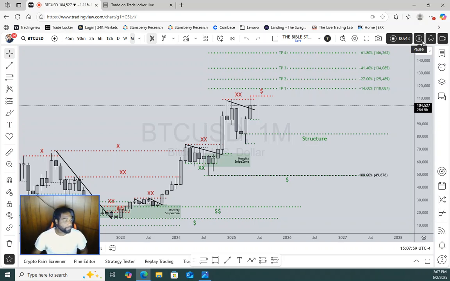Now let's get to it. As I've been saying, swing to swing, retrace, continuation. Take profit 1, 2, 3, and 4 for this monthly move. Now price is in this continuation phase, so we should be looking for bullish price action. We have a new higher high here on the monthly. Now we have new monthly structure here.